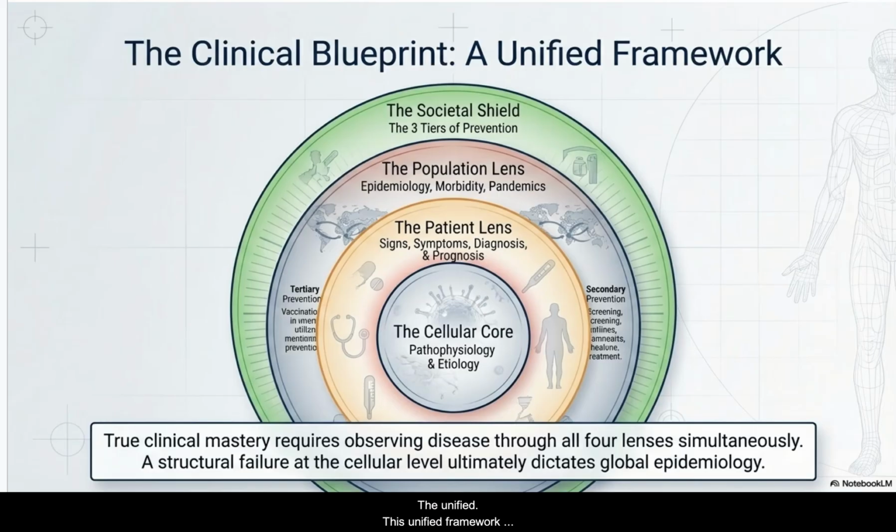This unified framework basically shows a true clinical mastery, requiring looking through 4 lenses simultaneously. You have the cellular core, the pathophysiology, the patient lens, for example, the signs and symptoms, the population lens, for example, epidemiology, and the societal shield, which is our prevention. A failure at the cellular level ultimately dictates the health of the entire global population, as we mentioned when we started this lecture.